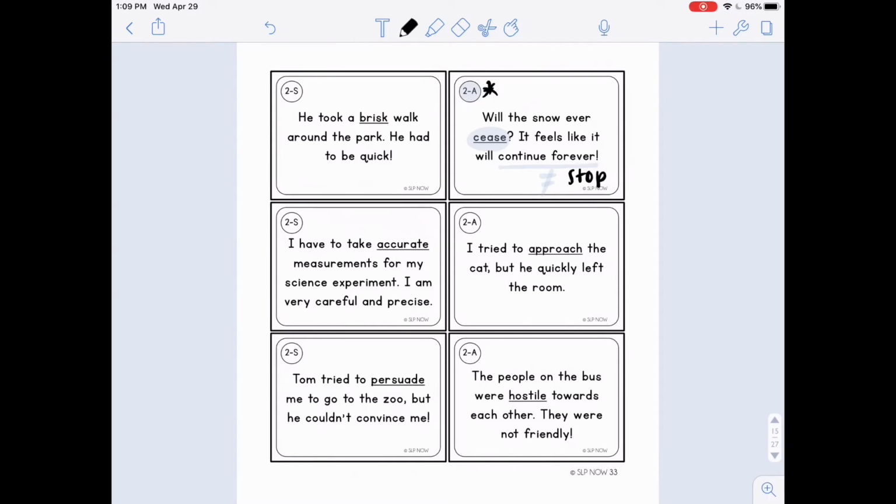Okay, I'm going to plug this in, see if it works. Will the snow ever stop? It feels like it will continue forever. Okay, that feels like a better fit. So the word cease means the same thing as stop. Will the snow ever stop? All right, now you can pause and practice the other words on this page.